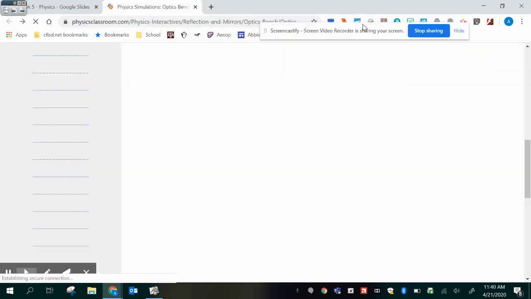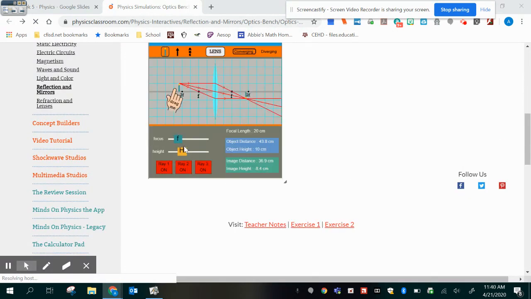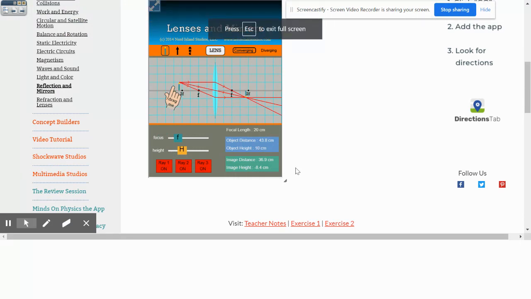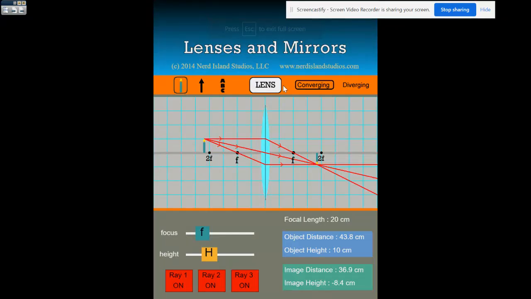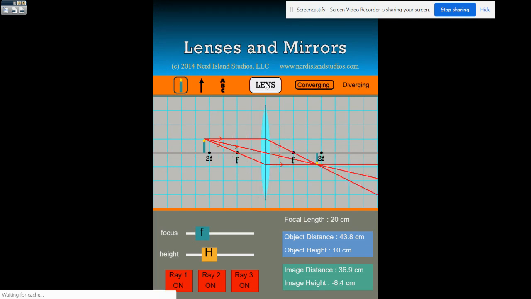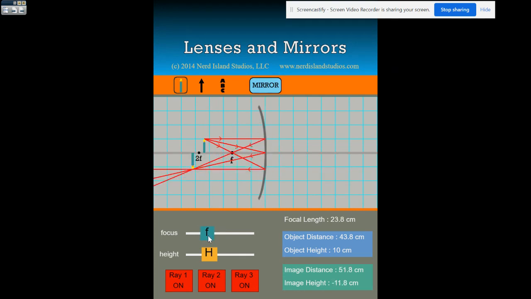I'm really sad that I don't get to share this with you, but we can do it this way. So I'm going to expand it, maybe. All right, here we go. So you can see we can change this from lens. This would be a mirror, okay? And the only one it does is that concave mirror. That's the only one we're really going to talk about. So we can change the focal point of the mirror. Notice that the focus is moving.